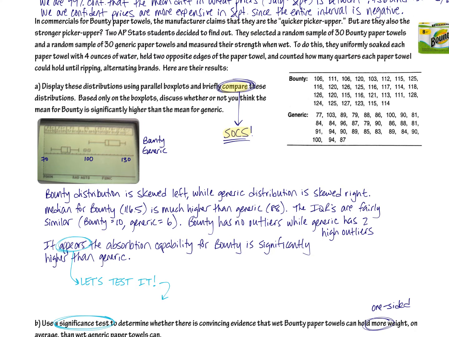So Bounty we've got as skewed to the left. We do have a longer tail here on Bounty to the left. The generic distribution is skewed to the right. I'm just saying that because the outliers are here. Otherwise, it looks fairly symmetric. So anyways, remember what we're trying to decide here: which paper towel is better. It appears the absorption capability for Bounty is significantly higher than generic. We actually can mathematically test that, so let's do it.